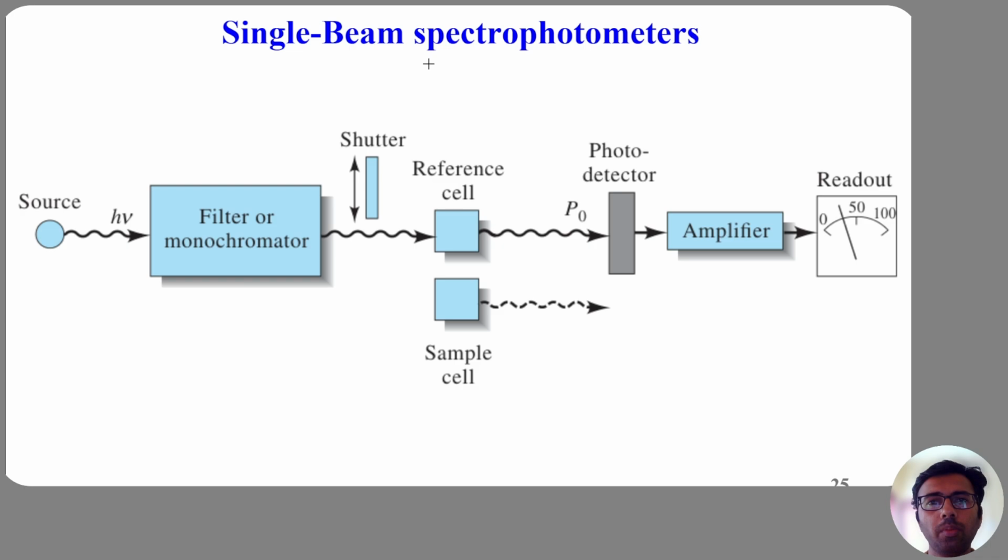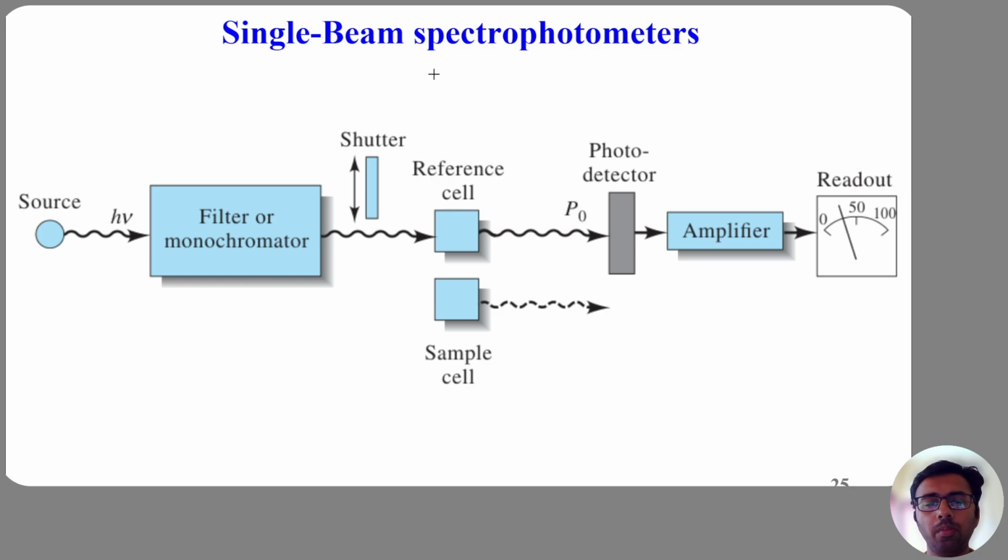It produces a broad spectrum of radiation represented as hν. This light enters the monochromator or optical filter. Here, almost all wavelengths are removed, only a narrow band survives. The beam now becomes approximately monochromatic. Next, the light encounters a shutter. This component is extremely important.